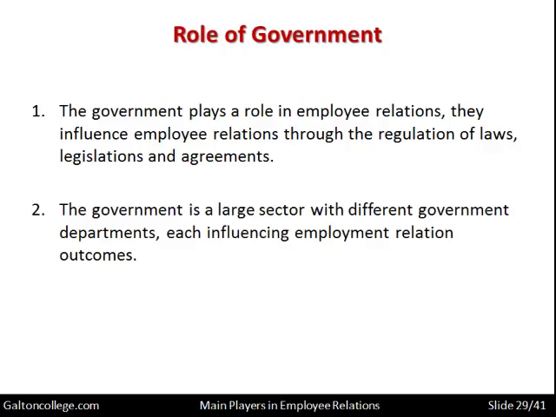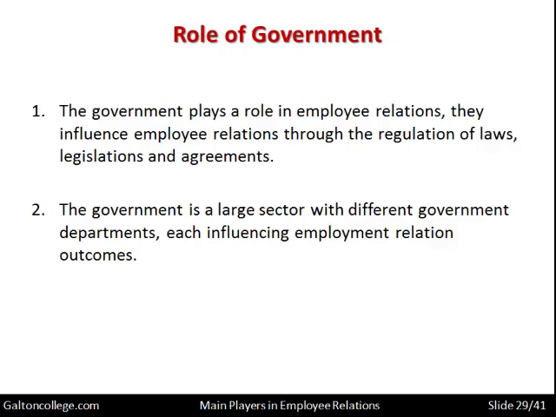The government is a large sector with different government departments, each influencing employment relations outcomes. When we think of the government in the UK, there are many departments: the Justice Department, the department dealing with industry, and commerce, and all the departments just about have some impact on employee relations. Even the health department will have considerations about employee relations and trying to ensure that the employees within the health sector are motivated, that they are properly remunerated and respected for their contributions and so on.